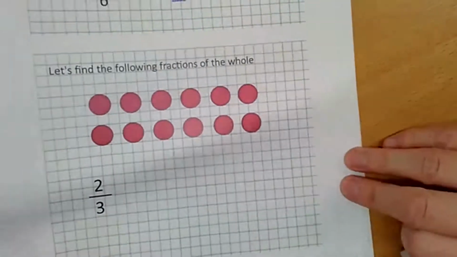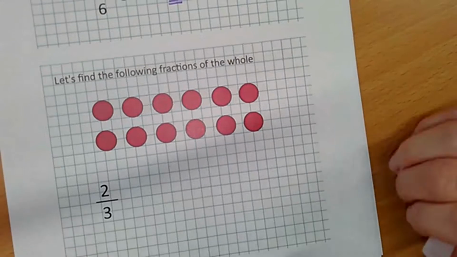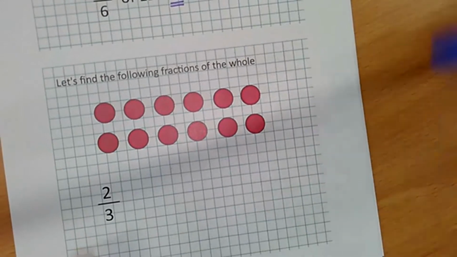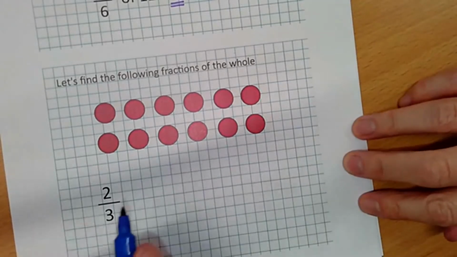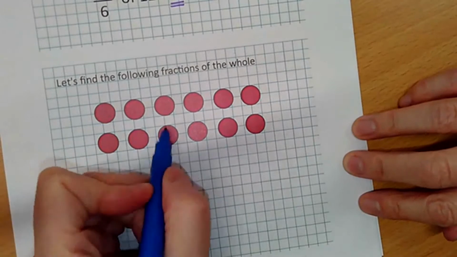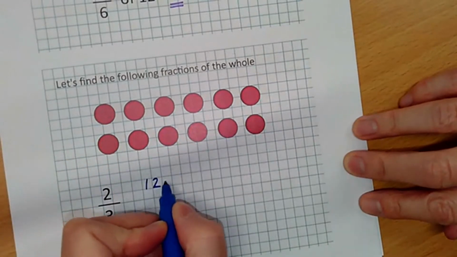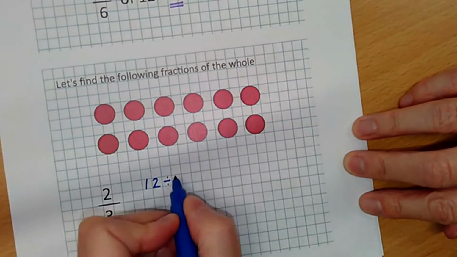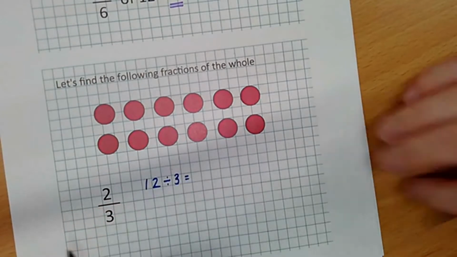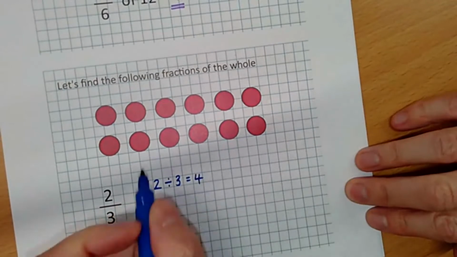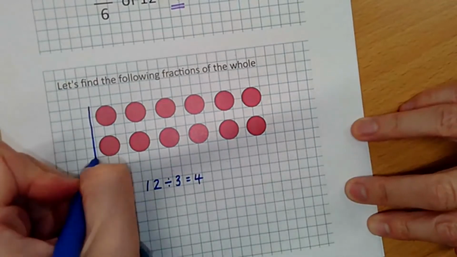Let's find the following fractions of this whole. I need to look for 2/3. So how many groups do I need? I need 3 groups. So I have 1, 2, 3, 4, 5, 6, 7, 8, 9, 10, 11, 12. So I'm going to divide 12 into 3 groups. 3, 6, 9, 12. Okay, so in each group there needs to be 4 cookies.